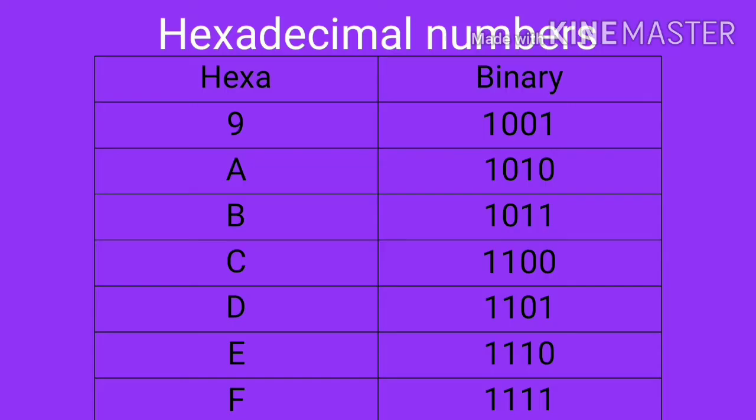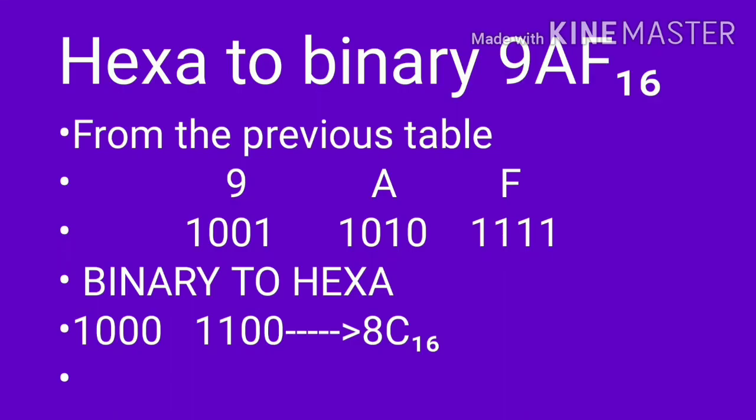Hexadecimal values and their equivalent binary values are given. For the value of 9, 1001, for A 1010, B 1011, C 1100, D 1101, E 1110, F 1111. These values will be useful for solving problems.